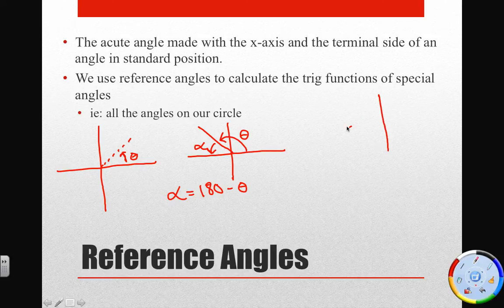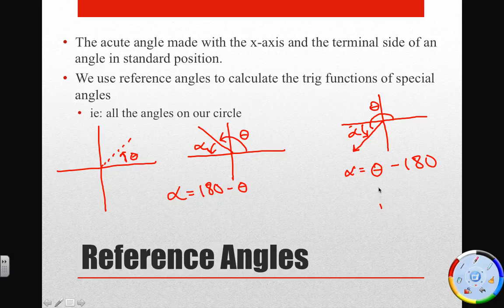Let's just put my picture right here. If you're in quadrant 3, here is theta. However, this little angle is alpha. And in this case, alpha is going to be theta minus 180. So we want the whole theta, but we want to minus this 180. It's whatever's left over.